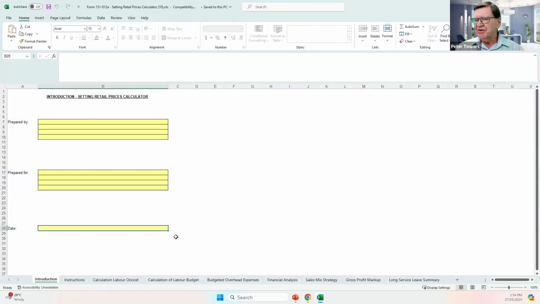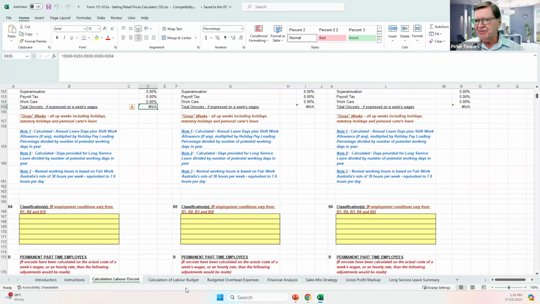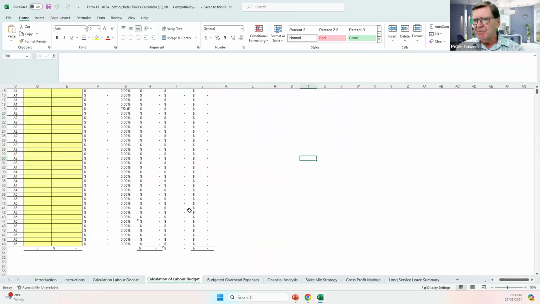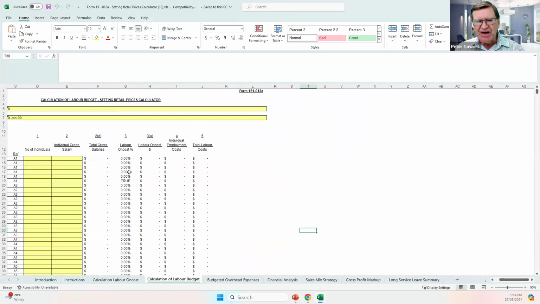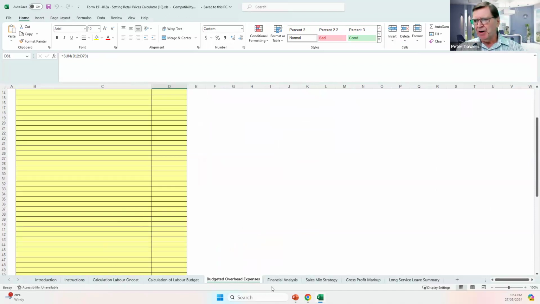Okay, so the system has gone back and started at the retail pricing calculation. There are some instructions there which you can work through. We go through the same approach to calculate the labour on cost. We'll calculate a labour budget. It's not in as much detail as it was for the tradies, because we're not selling the work efforts of the individual employees, are we? Well, we've got the budgeted overhead expenses in the same way.